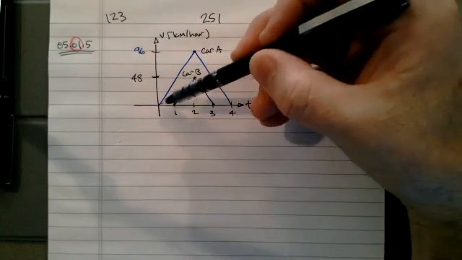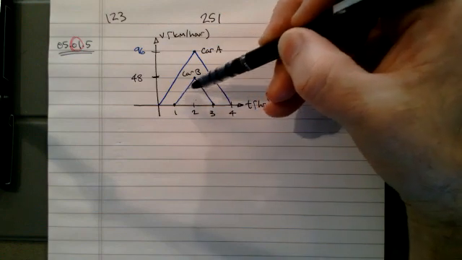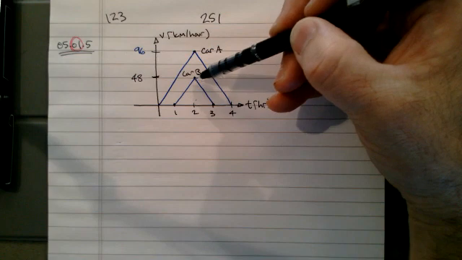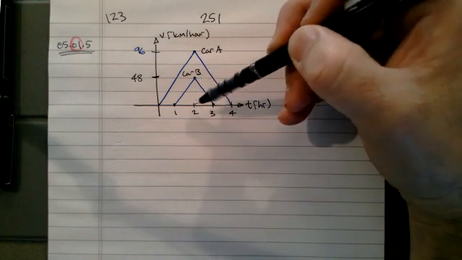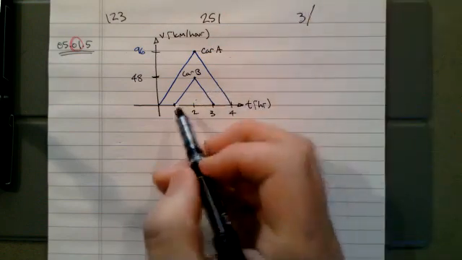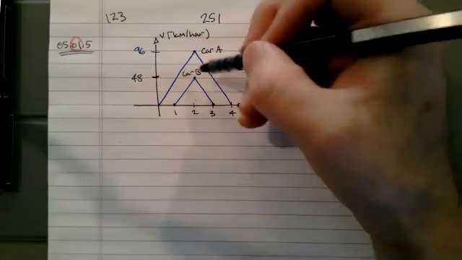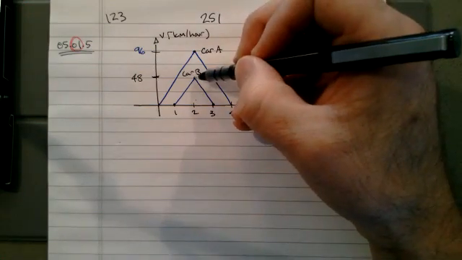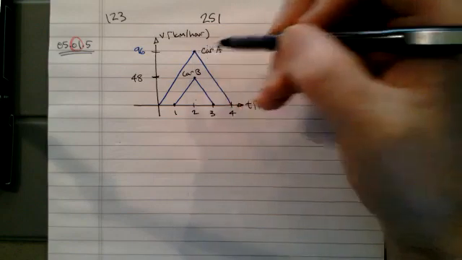Car B starts 1 hour later, so here's where car B starts, and it accelerates up to 48 kilometers per hour in 1 hour and then decelerates down to 0 over the hour from 2 to 3. So here's car B starting later and finishing an hour sooner, but only accelerating to 48 kilometers per hour, where car A accelerated to 96 kilometers per hour.